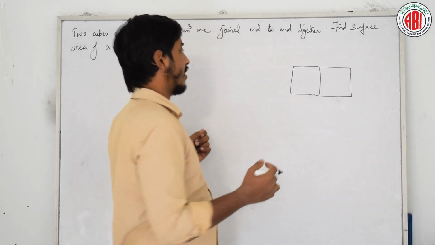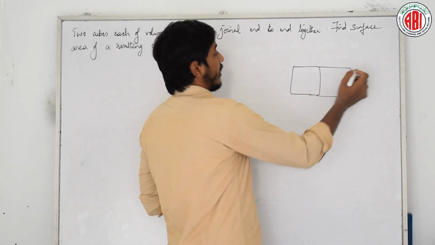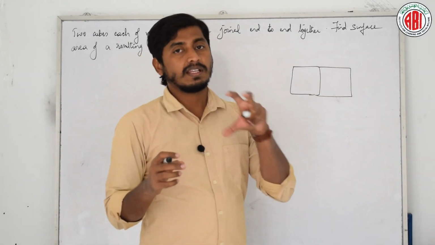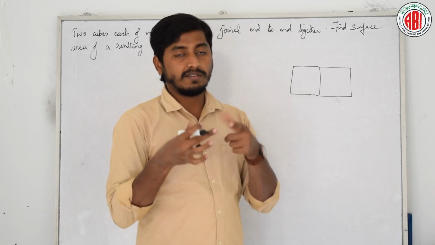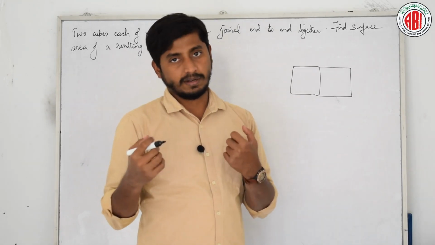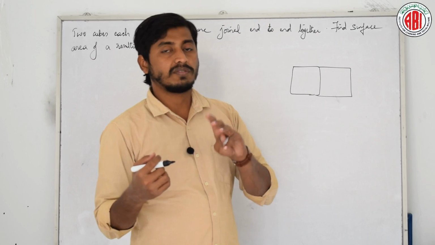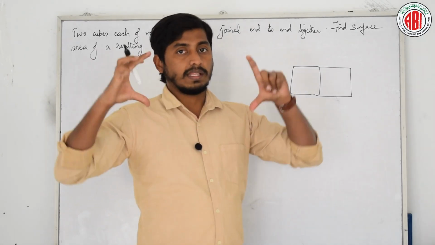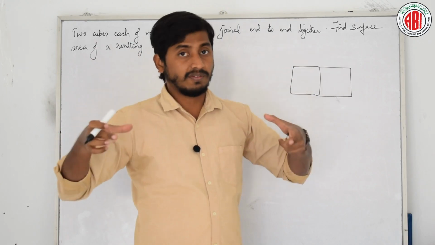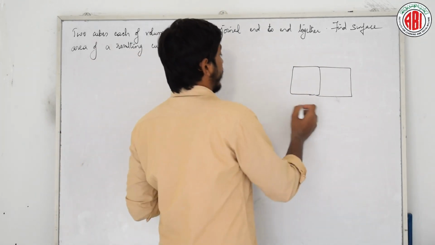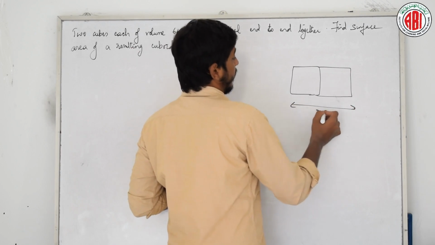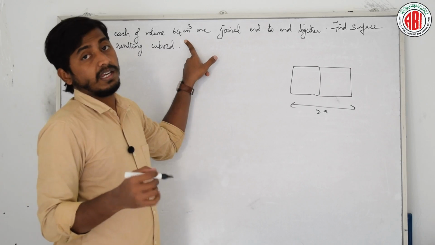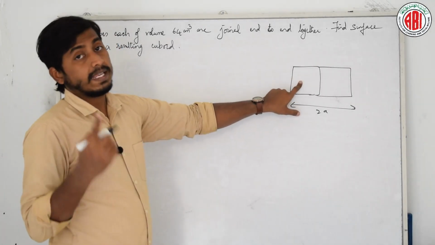Now tell me, what are the things which will be equal? First of all, what is the property of a cube? It will have the same length, same height and same breadth. All 3 variables will be the same. Whereas for the cuboid, when we join 2 cubes, the height will be the same, the breadth will be the same, whereas the length will be doubled. Now tell me, here the volume is given. Can I find the side of a single cube?